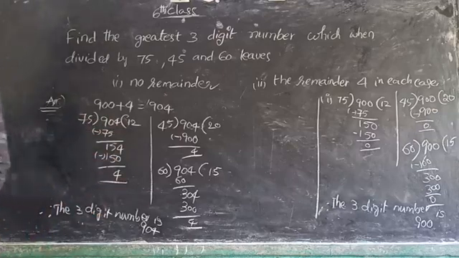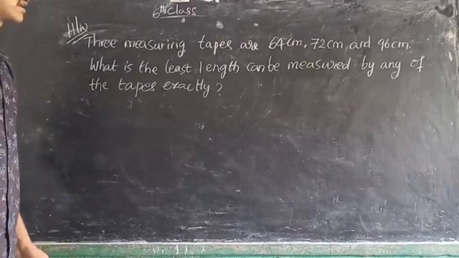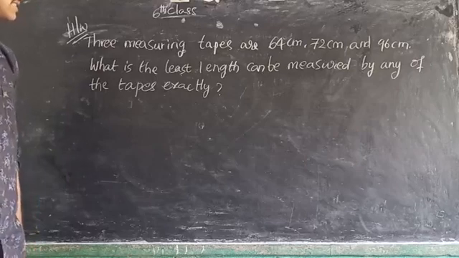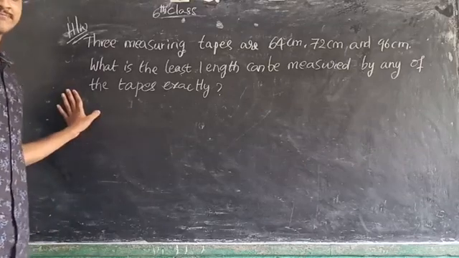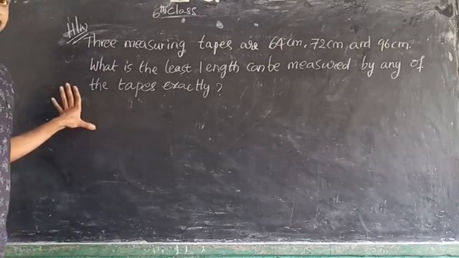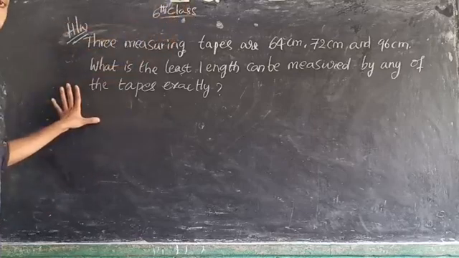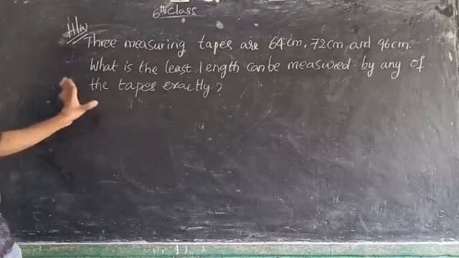Okay, children. See here, children, homework problem. 3 measuring tapes are 64 centimeters, 72 centimeters, and 96 centimeters. And what is the least length that can be measured exactly by any of the tapes? Here 3 tapes are given, and he is asking for the common length, which is exactly measured by these 3 scales. So we have to find the common length. How can we find? By simply finding the LCM of these 3 lengths.